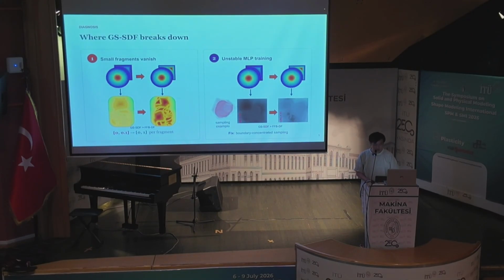To fix this problem, the solution is to renormalize each fragment to the full 0 to 1 range. For the second problem, the interesting signal lies right on the boundaries, where the field turns over sharply, but uniform sampling spends the network's capacity on the flat interiors. The fix is to concentrate training samples near the boundaries, which is common sense for this kind of training technique.